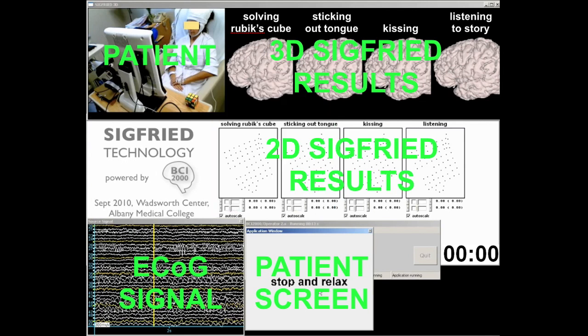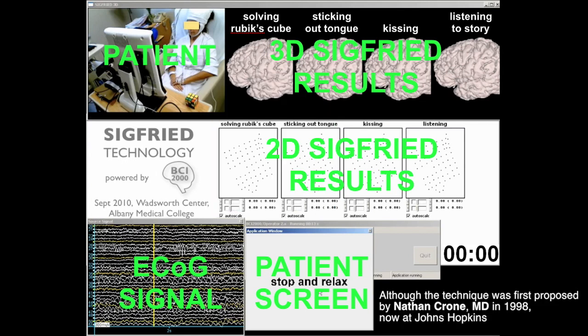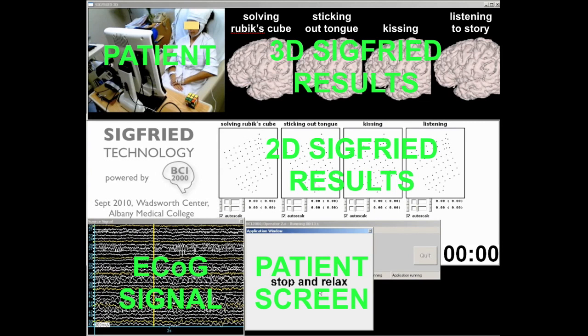They were the first to develop this algorithm to take advantage of ECoG signals and map function. And this is a prototype user interface from a little over 10 years ago. Looking at the patient here, the results on a 3D cortical reconstruction here, and the ECoG signals here. These are just 2D representations of the ECoG grids.